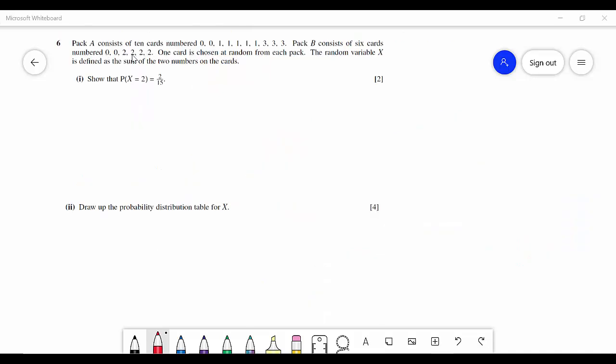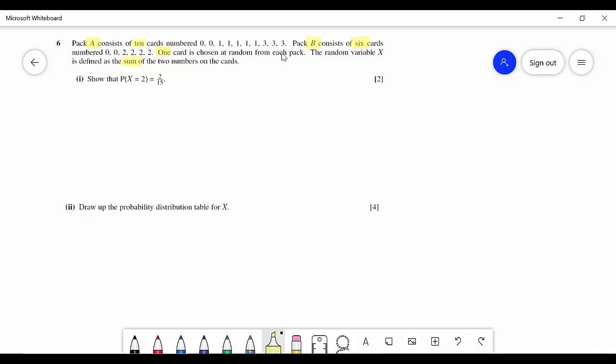All right, so for question number 6, you can see that there's a pack A which consists of 10 cards, and then all these are the numbers of the card, right? The value of the cards, and then you are having pack B with 6 cards also, and then you're having 2 numbers here, so you are having 0 and 2, and then 1 card is chosen at random from each pack. So you're having A and B, right? So you want to select 1 card from each pack, and then X is the sum of the 2 numbers on the card. All right, and then they want you to calculate the probability for X equals 2 and prove that the value is 2 over 15.